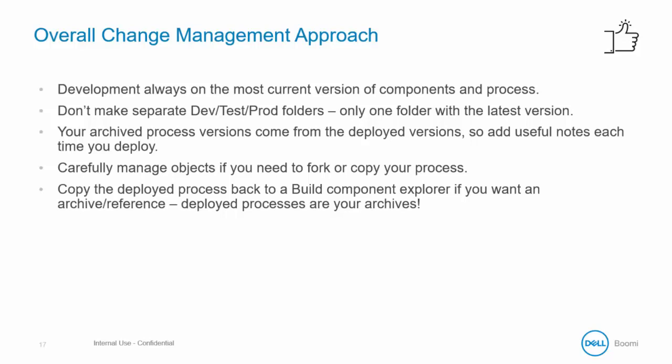Especially be careful not to duplicate connectors and then deploy them, because two connectors with the same name and pointing to the same place would be counted as two licenses, not one, since each is a unique connection component. Copy the deployed process back to a build folder if you want an archive or reference. And always remember that your deployed processes are your archives.